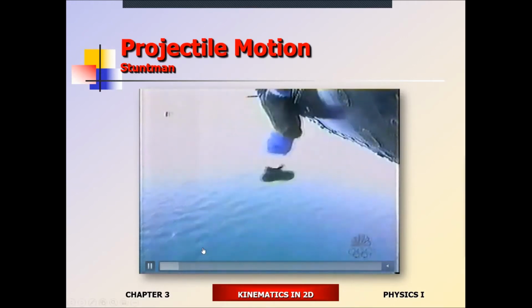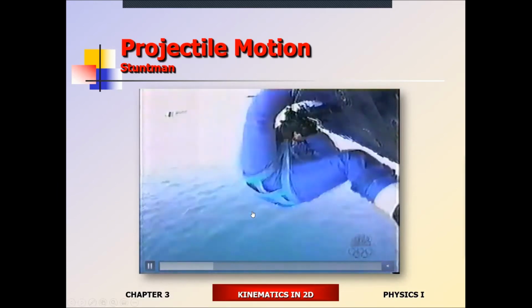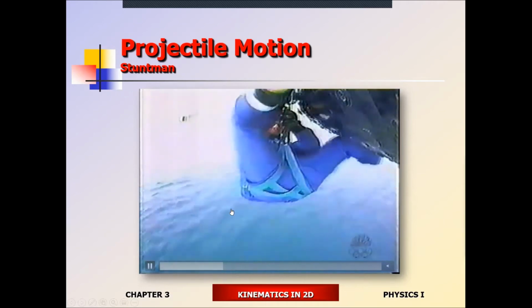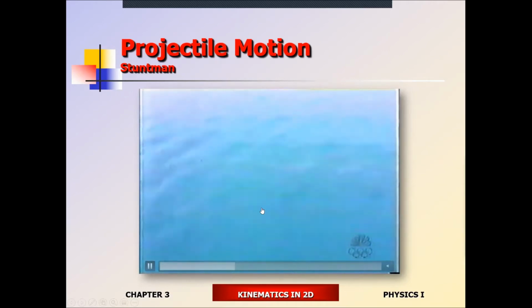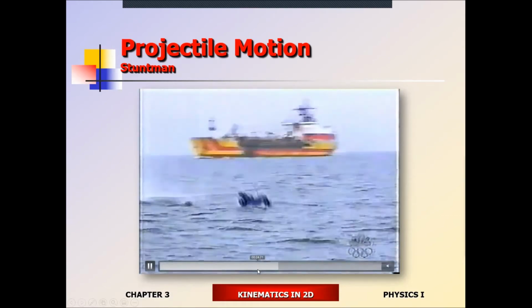All right, so it's sideways projectile motion. The airplane is moving about 80 miles per hour. And then this guy jumps a distance of about 30 feet, I think. So he drops 30 feet from that airplane.